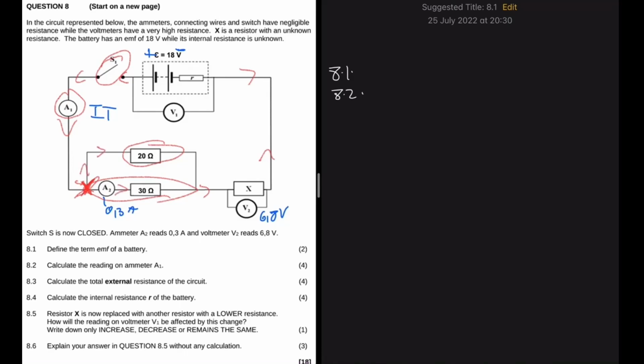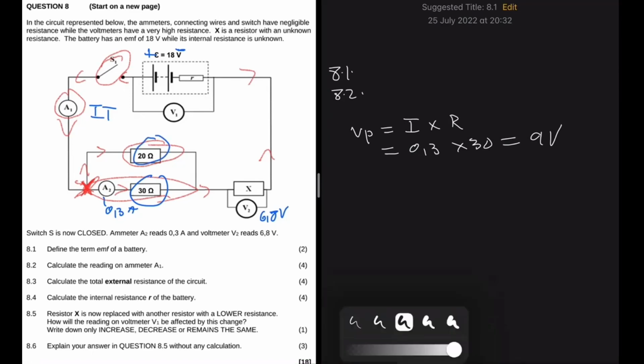From our definitions, we know that in parallel, the current is different, but the voltage is the same. So we can say Vp is equal to I multiplied by R. We're going to calculate Vp using the 30 ohm resistor, because we have the current and the value of that resistor. So that will be 0.3 multiplied by 30, which is 9 volts. So now we know that the voltage that the 20 ohm resistor is going to experience will be 9 volts, and the value of the resistance is 20 ohms. So now we can calculate the current on that line.